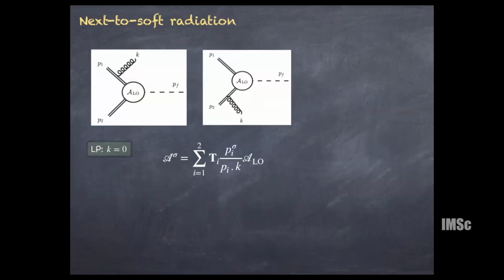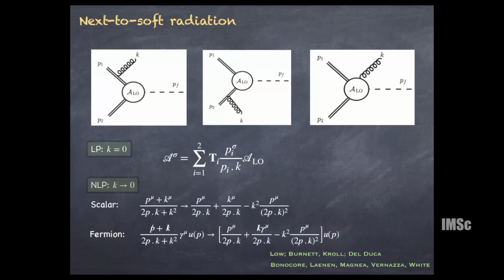Now, what do I mean by next to soft? When you do leading power calculations, suppose a gluon is emitted from a quark leg. You directly put the gluon momentum k equal to 0, and there the amplitude factorizes in this format. This first term is called the Eikonal factor, which is well known. Now, instead of putting k equal to 0 exactly, I can do the Taylor expansion in the k tends to 0 limit. The first term will give you exactly this contribution, and the second term is the next to leading power term.